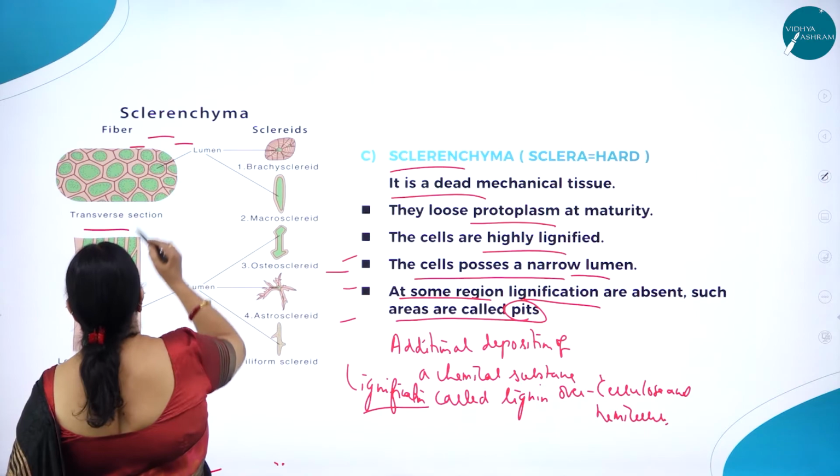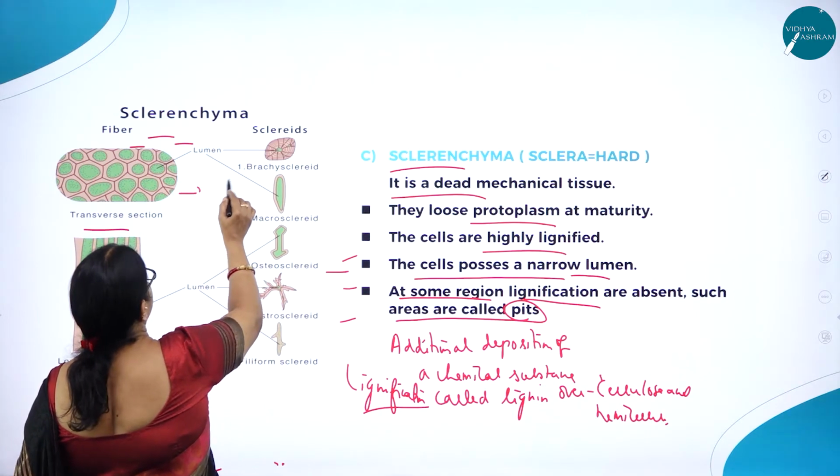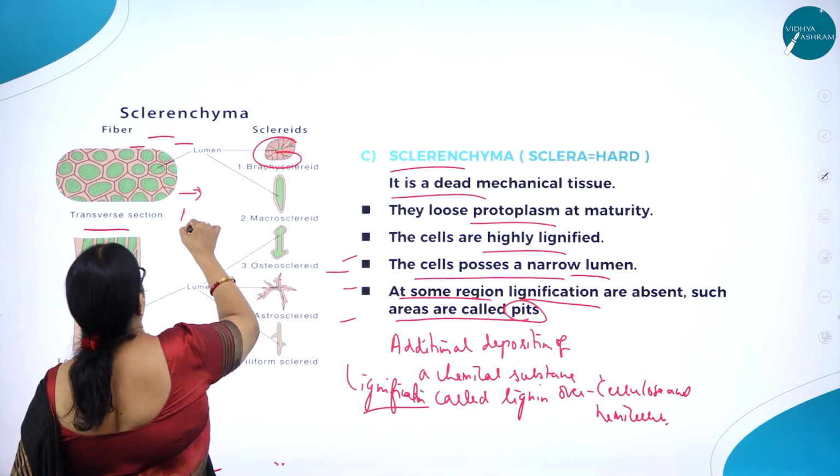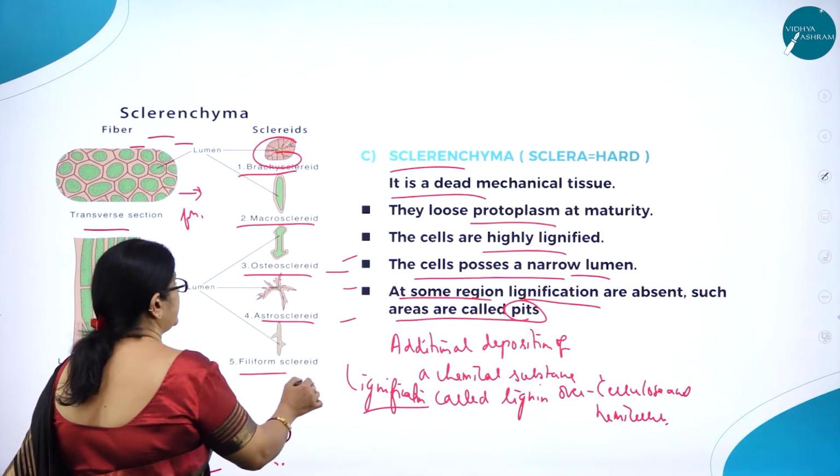Here you can see sclerenchyma, and these are called fibers. Here these are called sclerids. These are called sclerids, and this is fiber. Here again, sclerids are of two different types based on the shape.